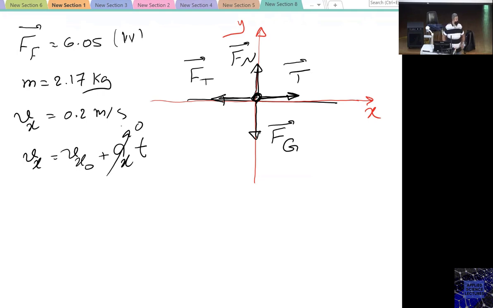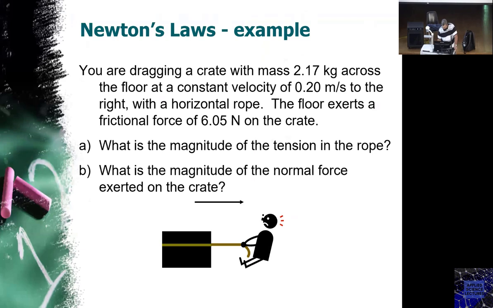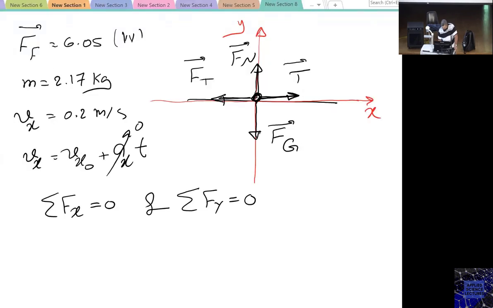I can apply Newton's first law. I need to calculate the tension. So I have sigma Fx equals zero, and I also have sigma Fy equals zero. We need the tension. So for the sigma Fx, based on the coordinates, the reference that I put in my problem, I have the tension being substituted here as positive.